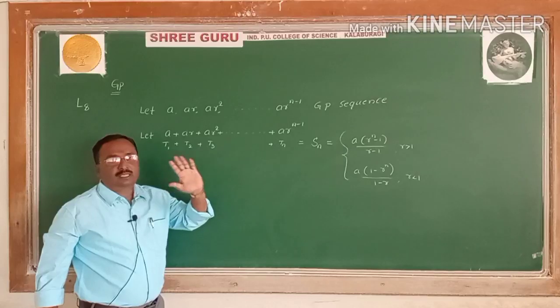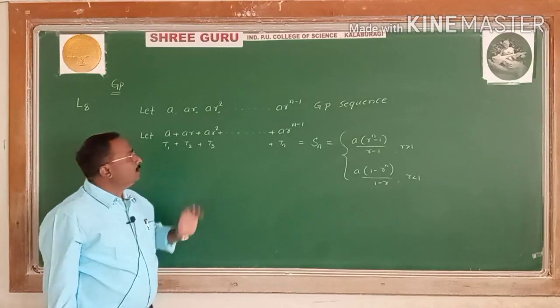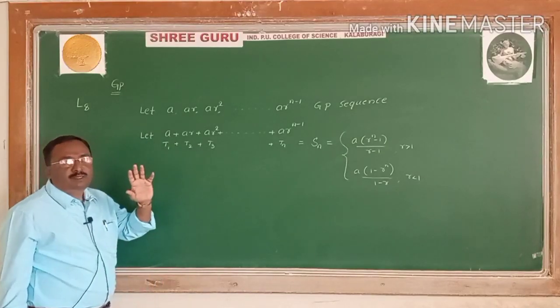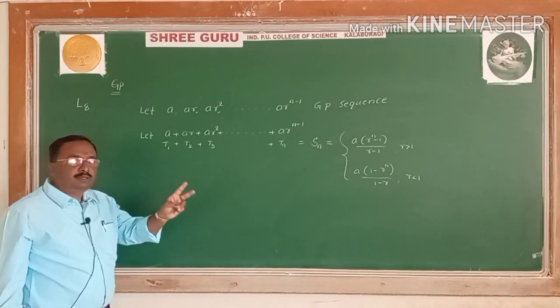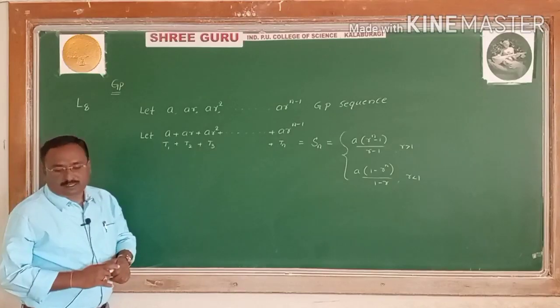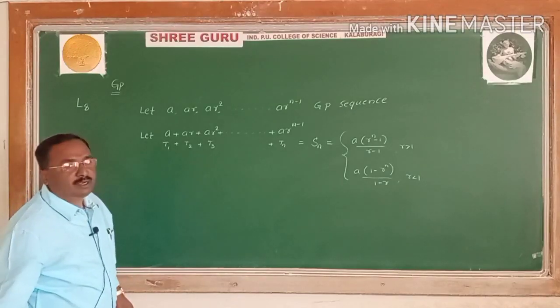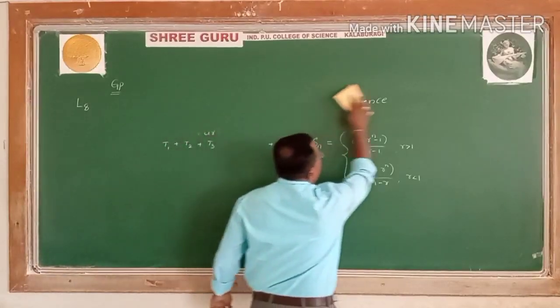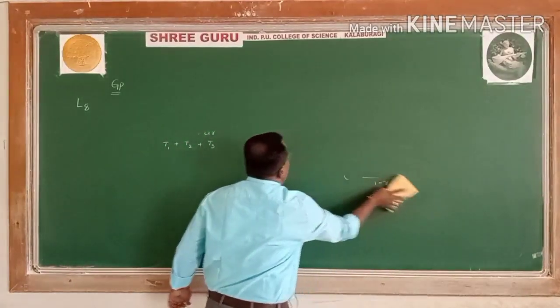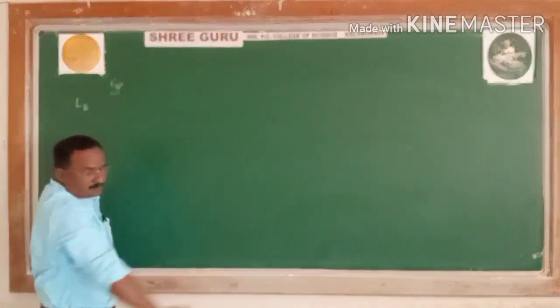Geometric progression, carefully listen. Geometric progression means the ratio between any two consecutive terms is always constant. That constant is known as the common ratio and it is denoted by small r. These two are the formulas, keep them in your mind. Then we start examples one by one.